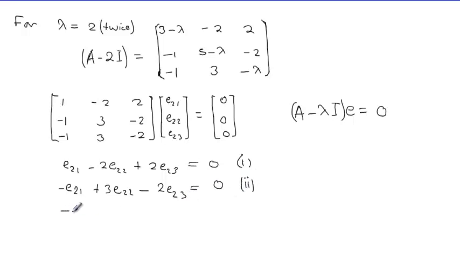The last equation is going to be minus E21 plus 3E22 minus 2E23 equals 0.